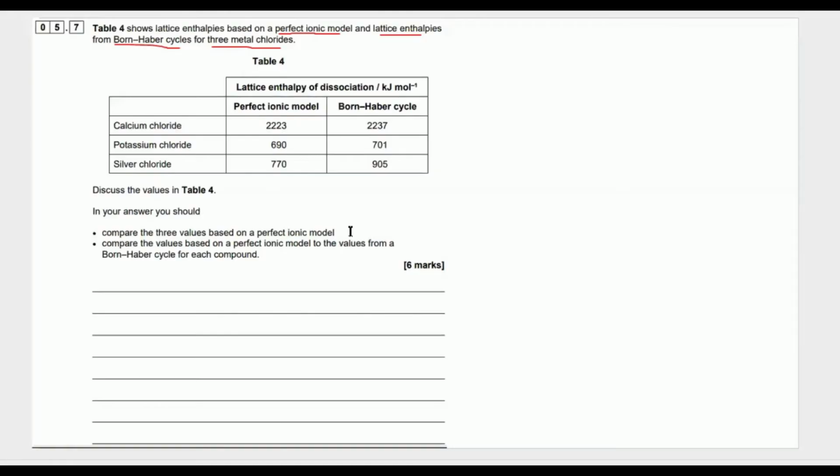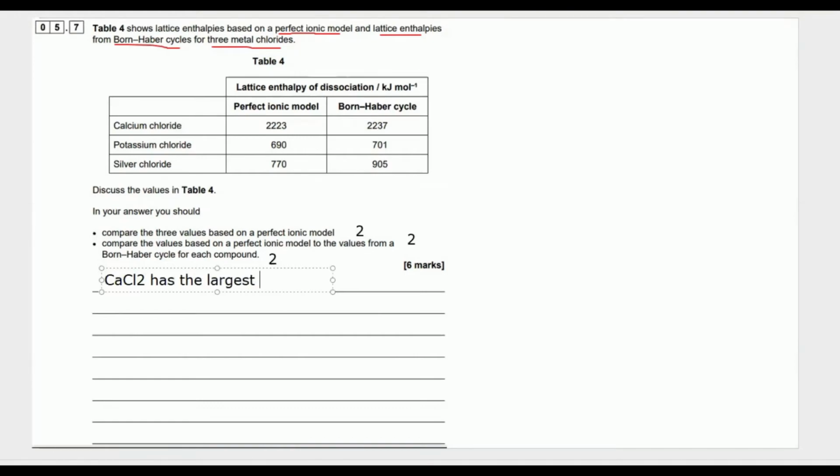On the Born-Haber cycle is where you do the calculation, and we can see that we can compare the two. They're never exactly the same. Now, compare the 3 values based on the perfect ionic model. Compare the values based on the perfect ionic model to the values from a Born-Haber cycle for each compound. So the first thing we need to do, check out that keyword compare. Compare the 3 values on the perfect ionic model. So do that first. Which is the highest?